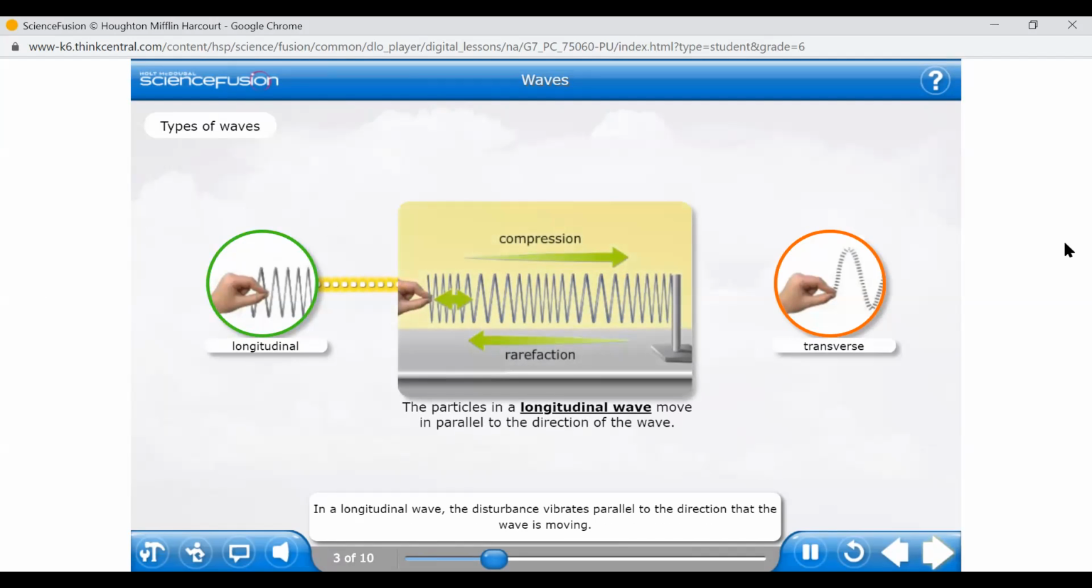In a longitudinal wave, the disturbance vibrates parallel to the direction that the wave is moving. Think about a large spring. Pushing the coils of the spring together and then letting the coils come apart produces a longitudinal wave. When the particles in the wave push together, this is called compression. When the particles move apart, it is called rarefaction. The rarefactions and compressions occur along the same line in which the wave moves.